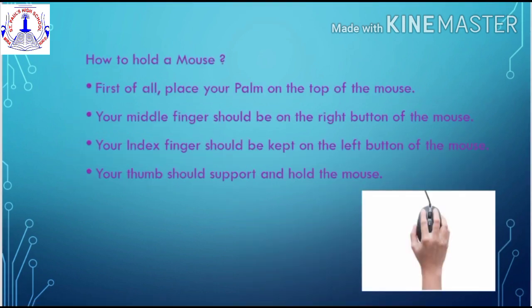Student, let us learn how to hold a mouse. First of all, place your palm on the top of the mouse. Your middle finger should be on the right button of the mouse. Your index finger should be kept on the left button of the mouse and your thumb should support and hold the mouse. Look at the picture.